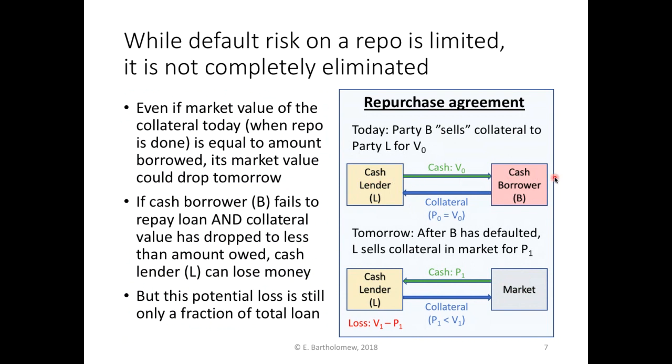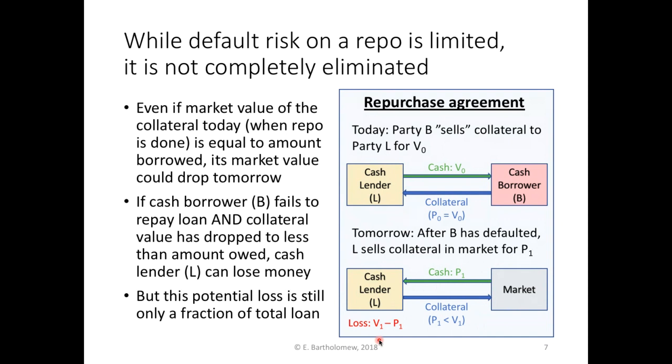Suppose the cash lender lent cash and took the collateral under a repo arrangement, but B is defaulted, so the collateral's not returned and they're not repaid from the cash borrower. Instead, cash lender is going to sell the collateral in the market, and they're going to get a price P1 for that collateral, which may be different than V1. In fact, it could be less than V1. And so the loss would be the difference. If P1 is less than V1, that amount is potentially at risk to the cash lender.